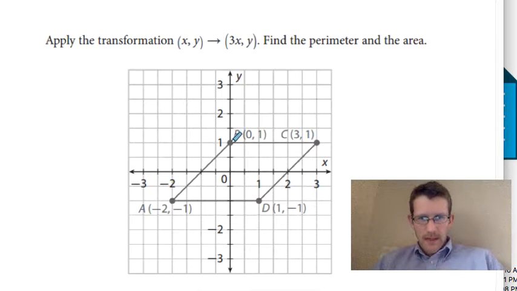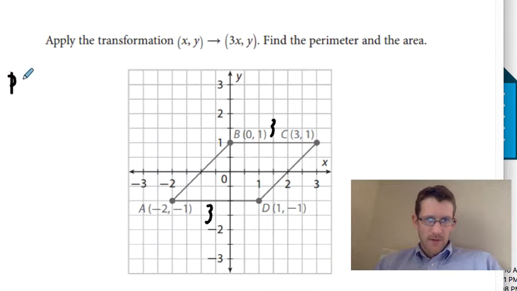One note, each unit here on the graph is actually 1/2, right? So this is 1, this is 2, this is 3. So the distance between B and C here is 1, 2, 3. So that's 3. The distance between A and D is 1, 2, 3, so that one's 3. So if I were to write down the perimeter, I would say that the perimeter is equal to the sum of all the sides, right?